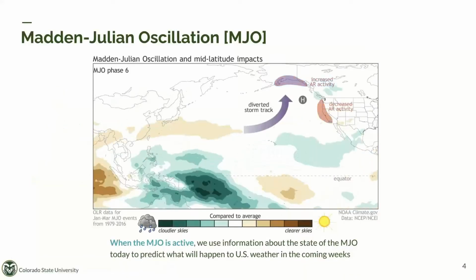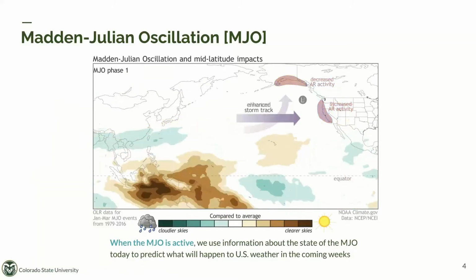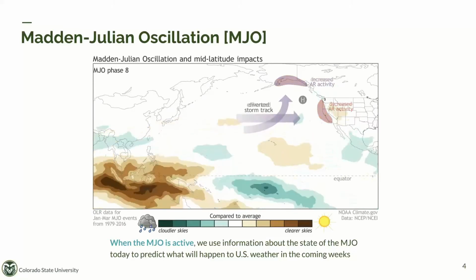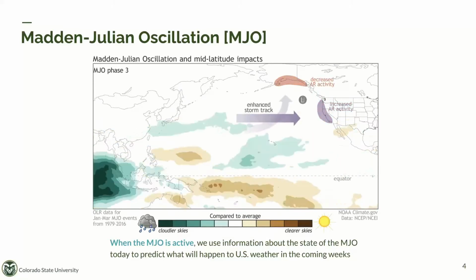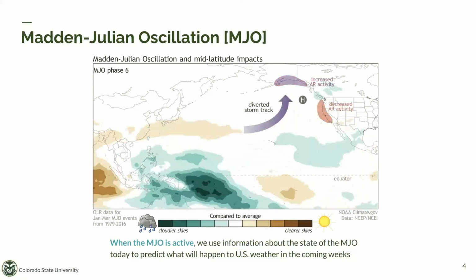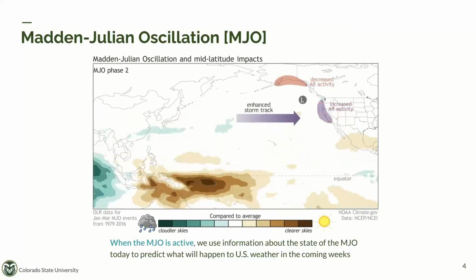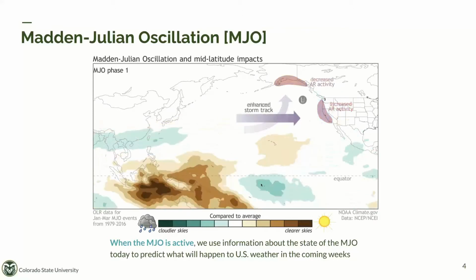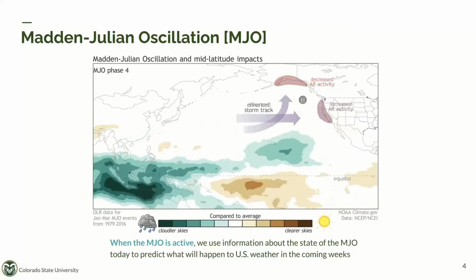One of these opportunities is known as the Madden-Julian oscillation, or the MJO. The MJO is a convective dipole that propagates from the Indian Ocean into the Central Pacific Ocean over about 20 to 60 days. This dipole is of convection, where we have these clear sky regions in brown, and then this enhanced convection in a teal bluish color.